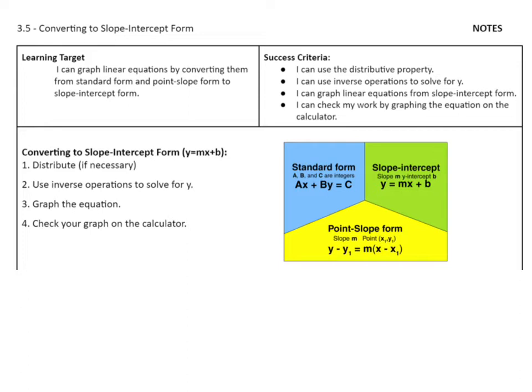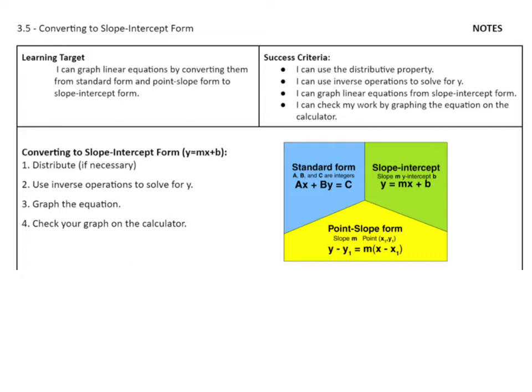Then we'll use inverse operations to solve for y. Neither of the equations, standard form or point-slope form, have y by themselves, which is what we need to get y equals mx plus b. So we'll have to use inverse operations to solve for y. Once we get y by itself, it's in slope-intercept form, right? Combine like terms on the other side of the equation, and then we can graph the equation, and we can check it on a calculator to make sure that we've graphed it the same.